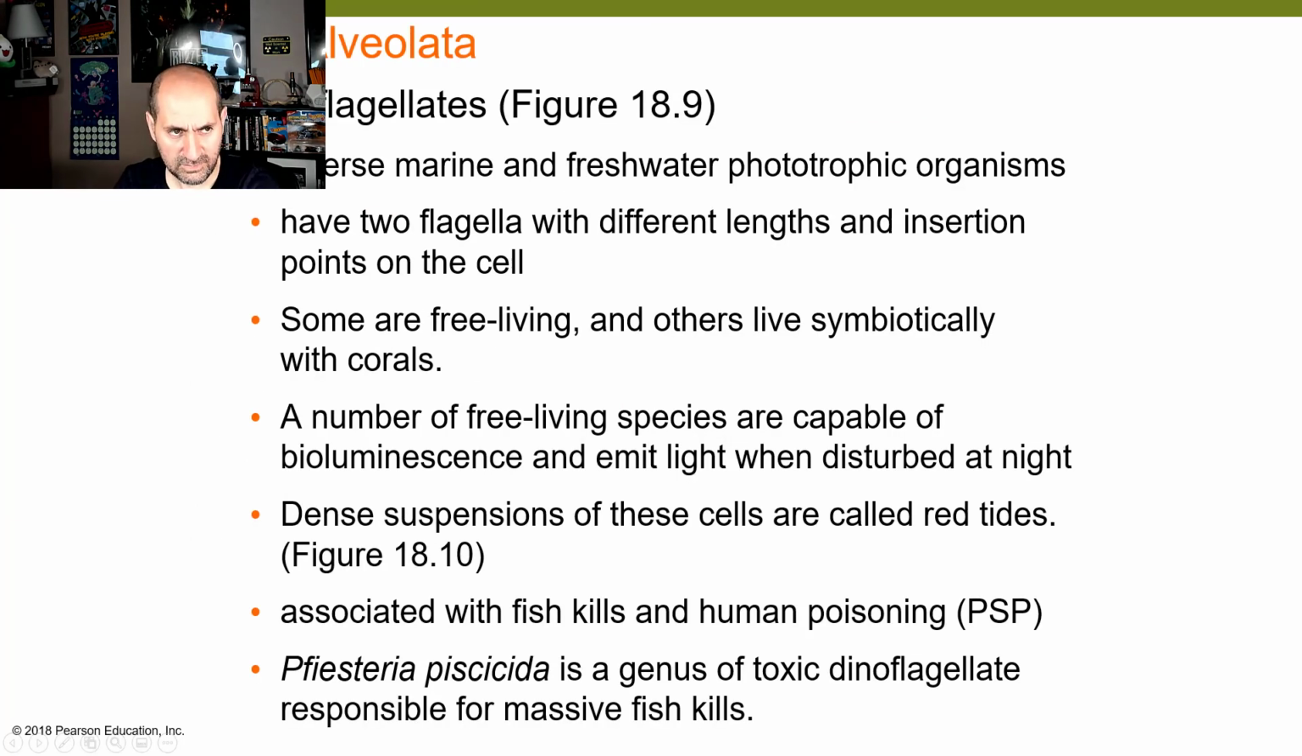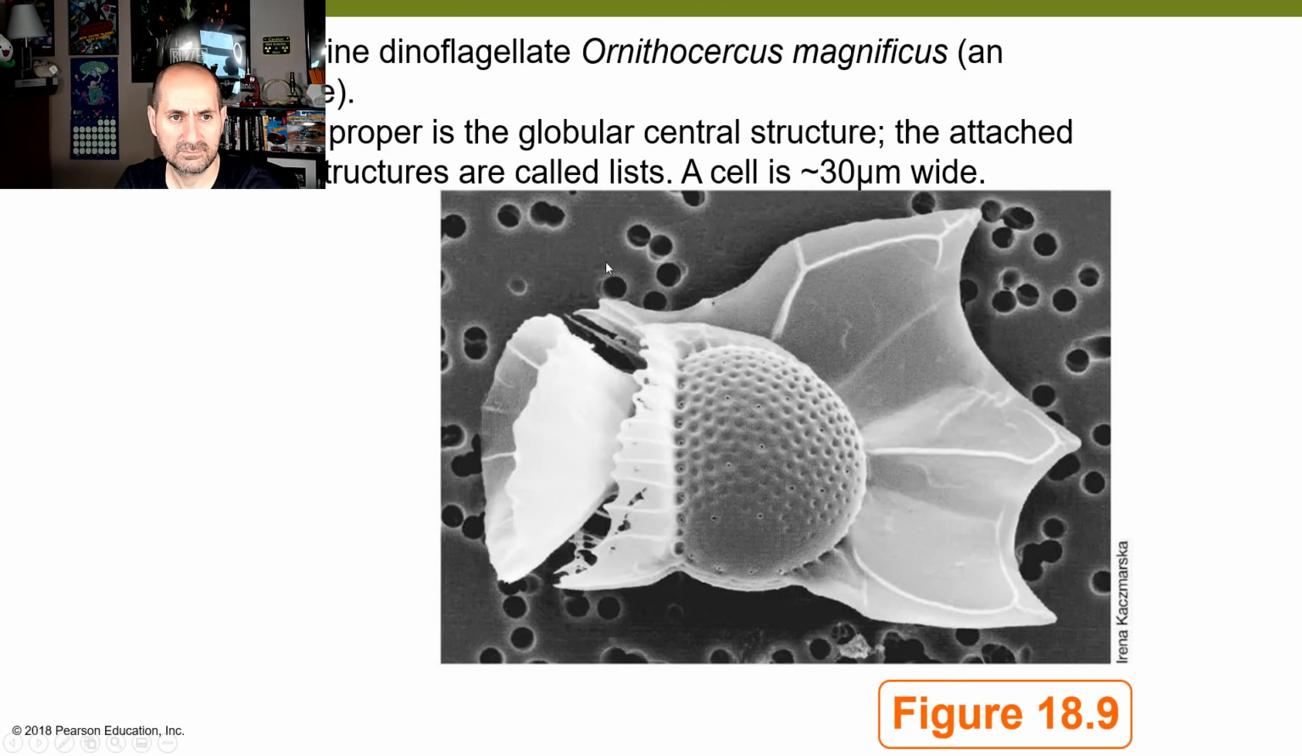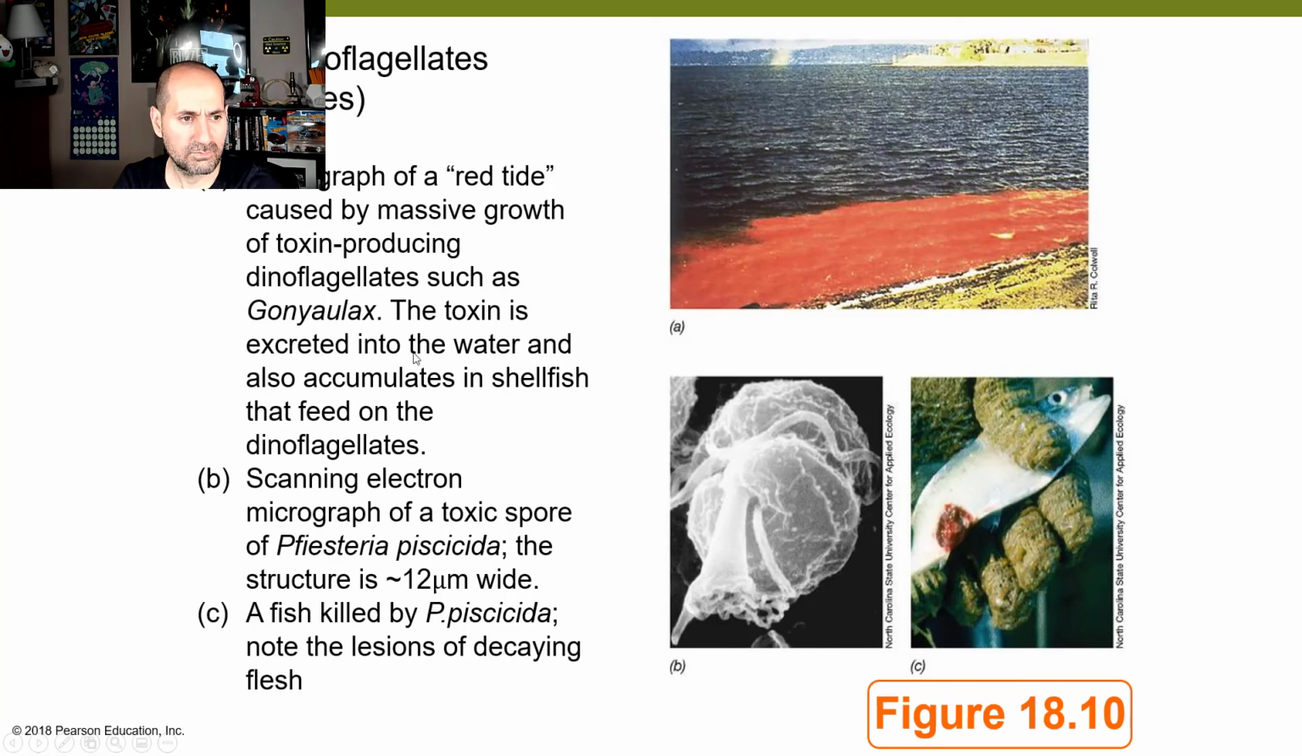Next, moving on to the dinoflagellates, and again an example of alveolata. Here, the dinoflagellates have 2 flagella with different lengths and insertion points on the cell. Here I have an example of a dinoflagellate, though you don't need to remember its name. What you do need to know is that dinoflagellates are responsible for red tides. They're also responsible for the toxic spores that kill off fish and can cause food poisoning.